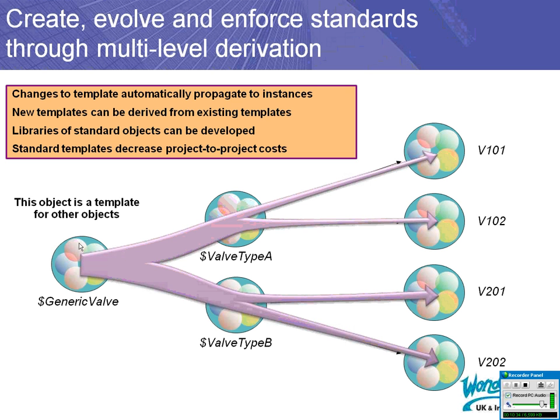So what you can do, you have change propagation. When you make a change either at the generic valve level or at the type A and type B level, that change will then propagate through to the instances that are derived from that template.